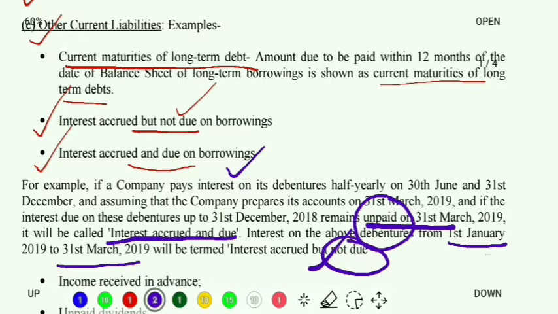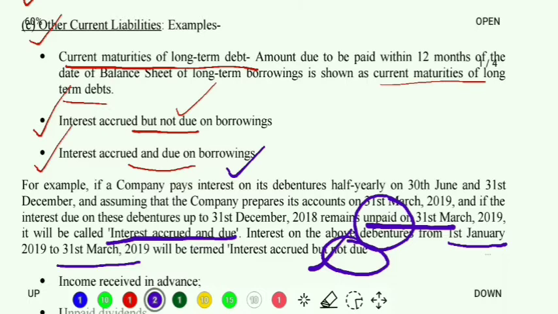Clear? Very simple concept. Interest accrued but not due on borrowings. Interest accrued and due on borrowings. When will it become due? It will become due when the year ending date has passed. Clear? And when it is not due, it is not due till the time I have the extension to pay my interest. Clear? Very simple.